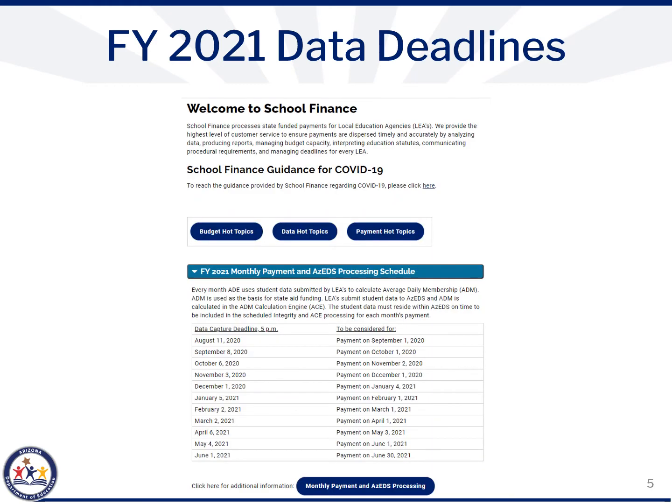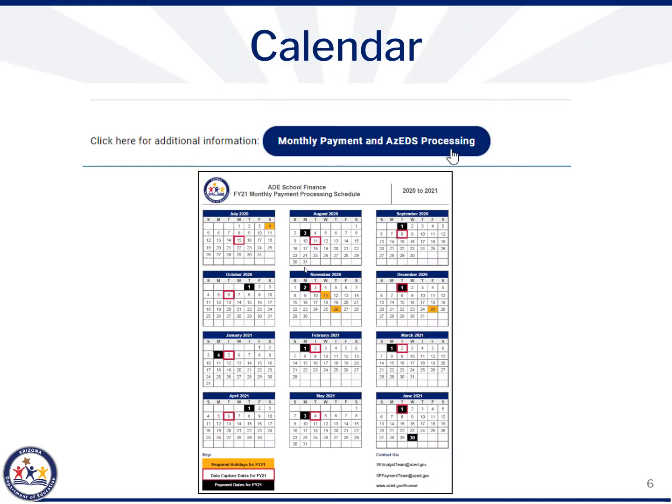Once you click on the button, you will see that all the data capture deadline dates are posted for the entire year for fiscal year 21. You will also see which payment that ADM data capture is to be considered for. There is also a thumbnail PDF version of the calendar so that you can print it out and keep it as a resource next to your desk.